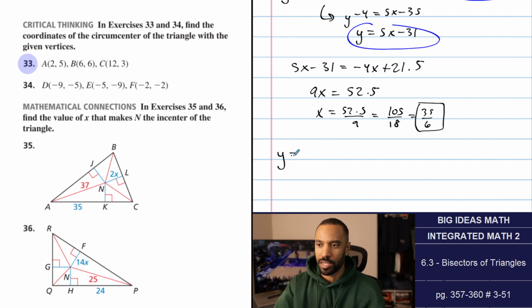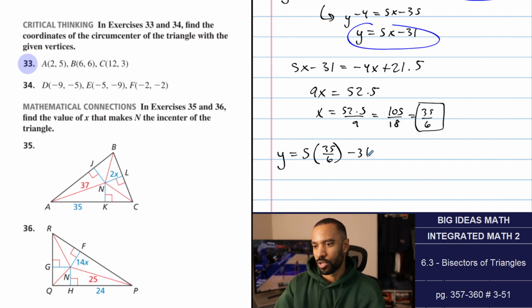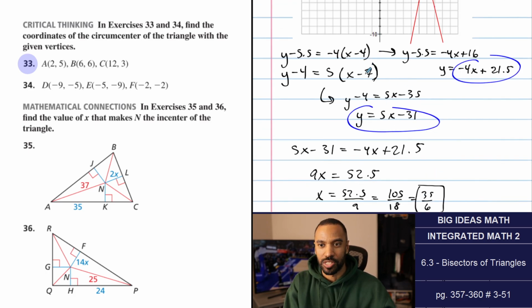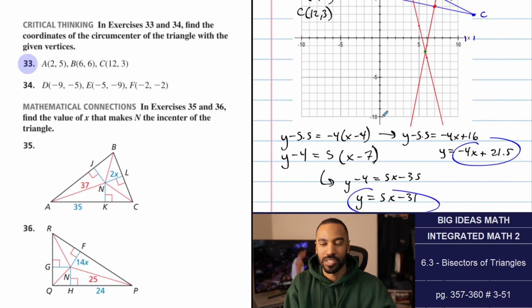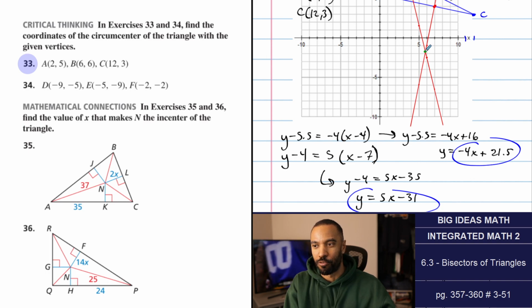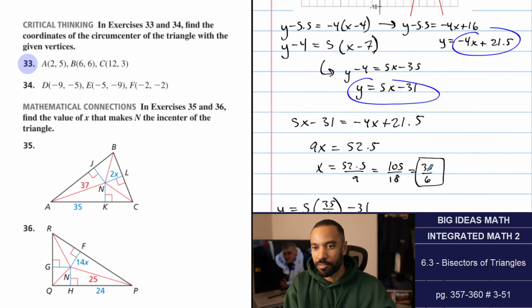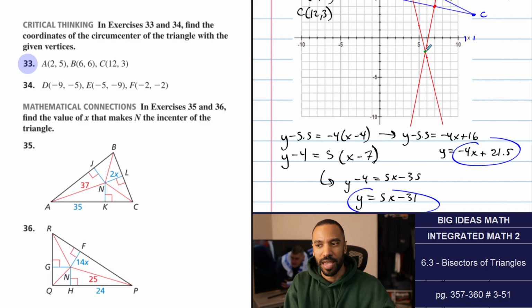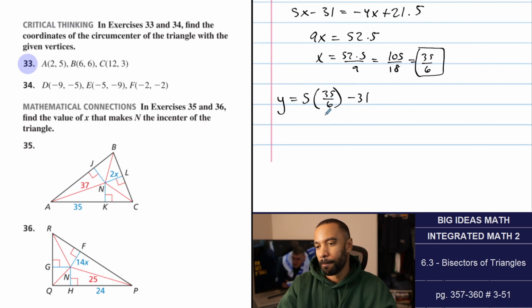So y equals 5 times 35 over 6 minus 31. And I'll tell you how I caught attention to this thing. It's not that I noticed this was a 5. It's because I noticed that 4.72, that can't be 4.72. Oh, could this be 35 over 6? 35, yeah, 5 points. Yeah, that totally could be that. So I'm going to go off that.